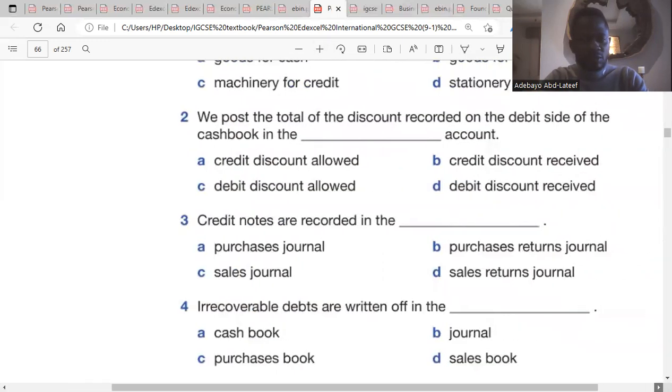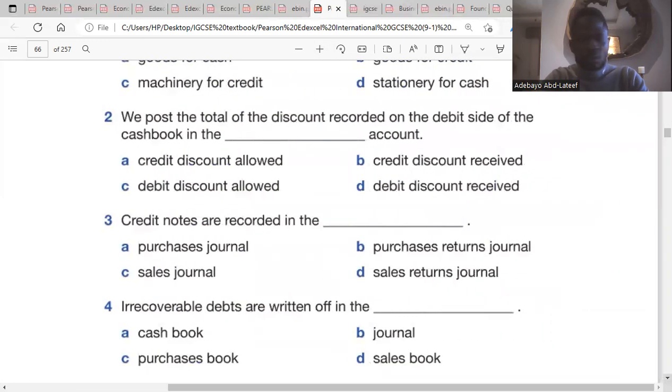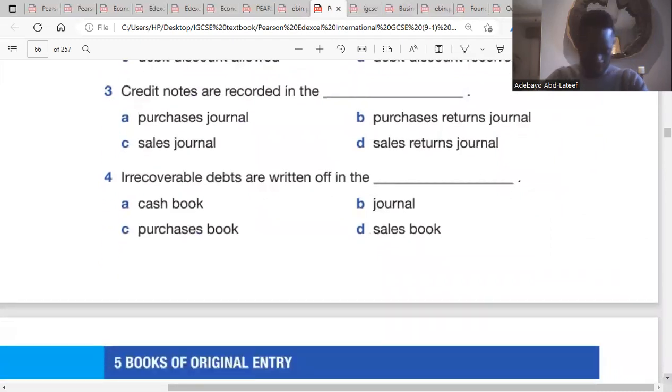For question 4, they said, irrecoverable debts are written off in the... So when we talk about irrecoverable debts, we're talking about debts that have gone bad. That means the credit customer won't be able to pay. So that's an irrecoverable debt. Do you understand? Yes. The credit customer will not be able to pay back.